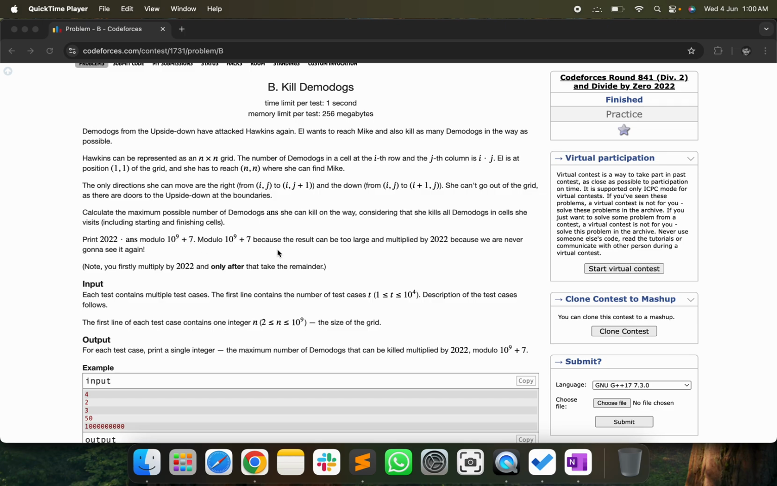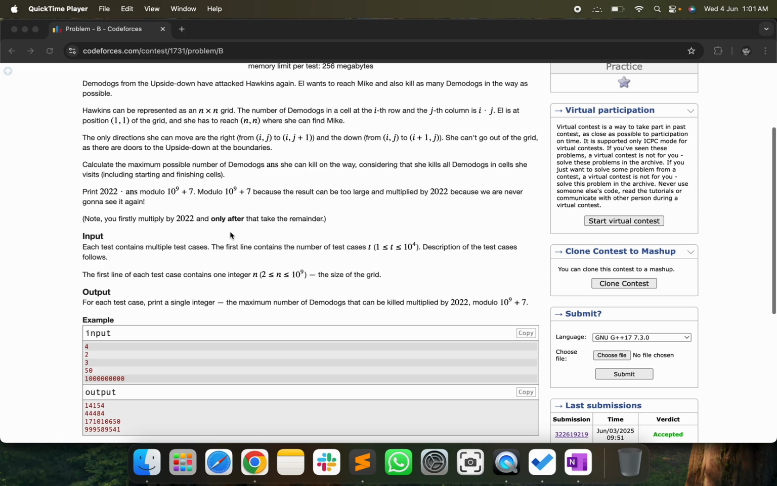If you haven't studied modulo, I will teach you the basics, but I suggest you read it once again. Because the result can be too large, we have to take the modulo.